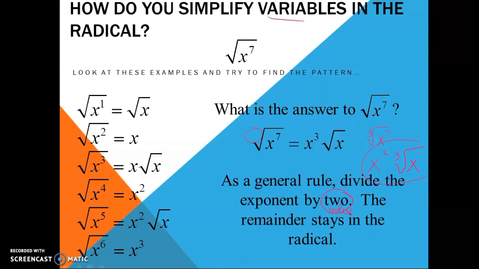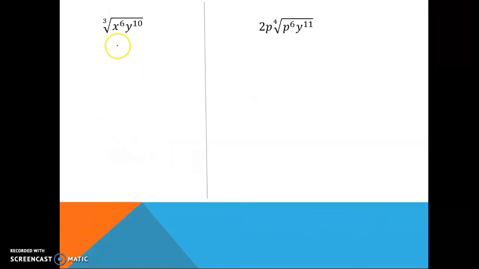Pag ganyan. O, another example, ito. Cube root of x raised to 6, y raised to 10. O, instead na 2, 3 ang gagamitin natin. 6 divided by 3 is 2. Tama? So, we can write this as x squared.